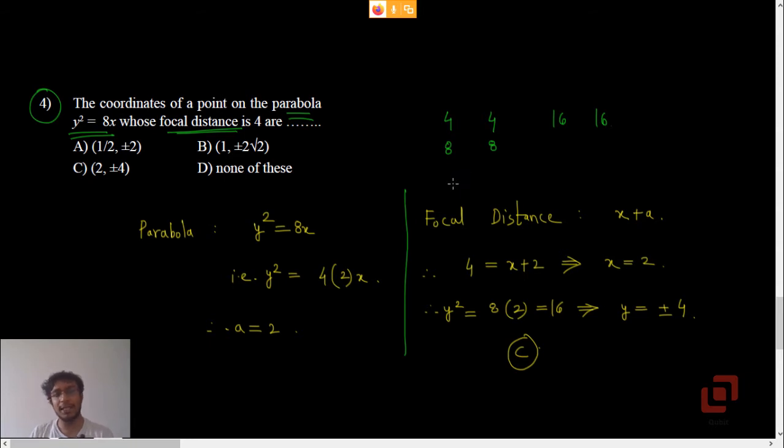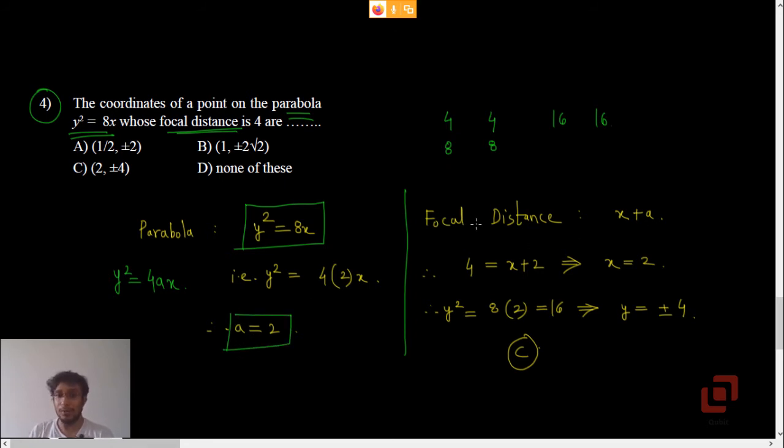So we have to follow the analytical method. First, you find the value of a by comparing the equation of the parabola with the standard form y squared equal to 4ax. So 4a is 8, so a is equal to 2.